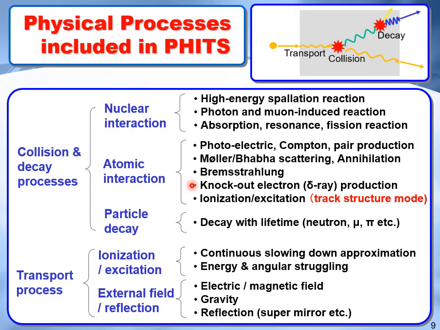In addition, each ionization and excitation can be explicitly considered in the case of using track structure mode, which will be explained later. As for particle decay, decay with lifetime for all unstable particles including neutron can be considered. The transport process can be also divided into two subcategories. One is the ionization and excitation, and the other is external field and reflection.